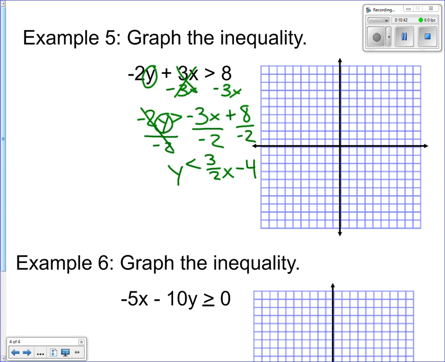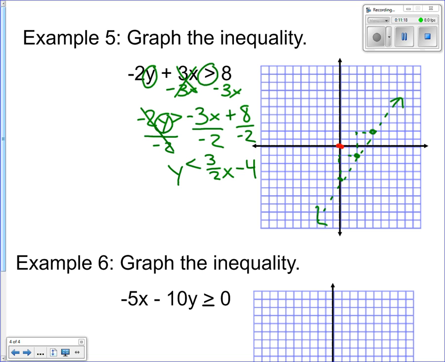Now we can graph. So I start at my negative 4. My slope is up 3 over 2, up 3 over 2. And then you'll notice that I'm erasing that because I was kind of jumping the gun. Since this is greater, it needs to be a dashed line. So make sure you're doing that right. Then the point that we want to test, 0, 0 is not on my line, so I can use it.